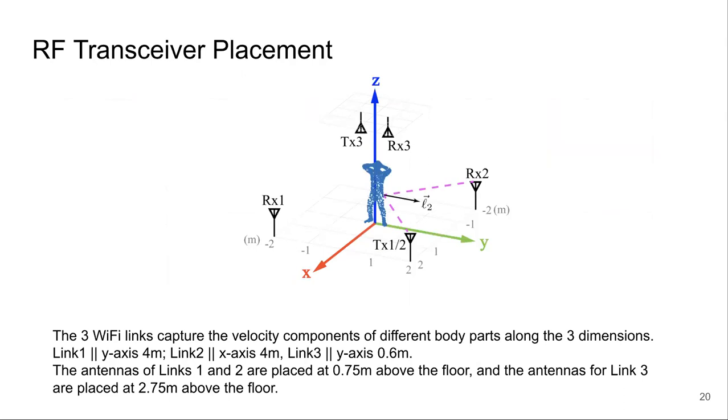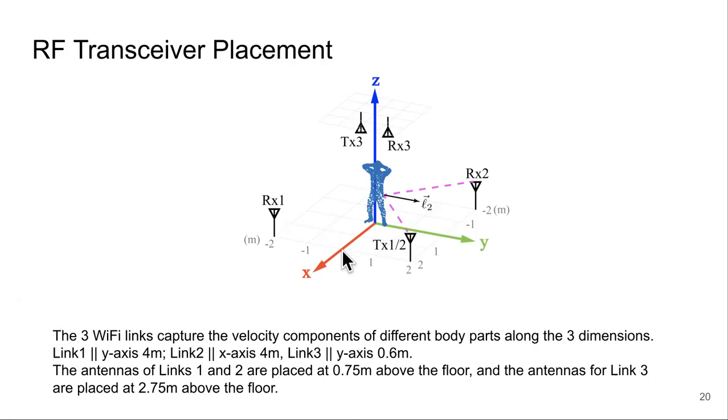And here is the RF transceiver placement. Just to be concrete, they use 3 Wi-Fi links to capture the velocity components of different body parts along 3 dimensions, where the coordinate system is marked as follows. The person is located at the origin, facing the positive X direction, and the positive Z direction is pointing upward, similar to the one I mentioned.